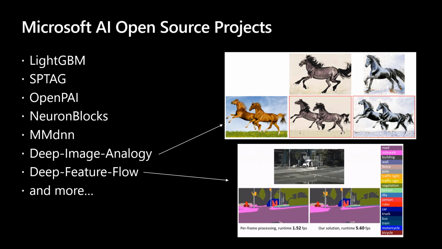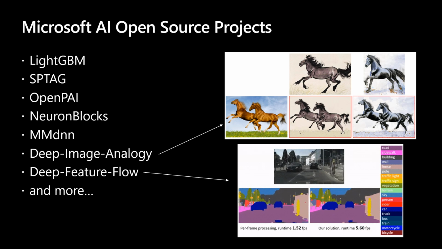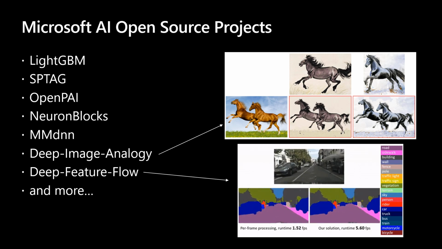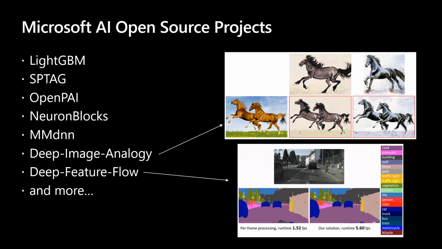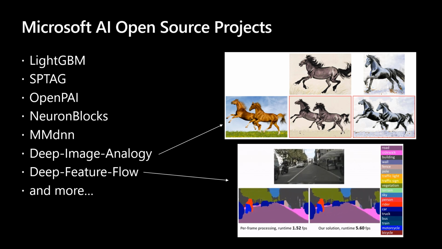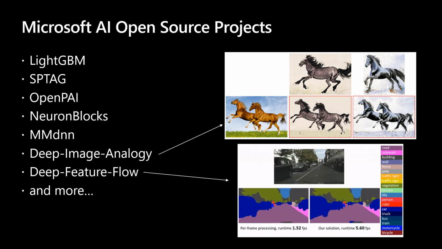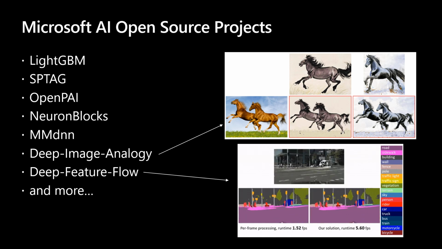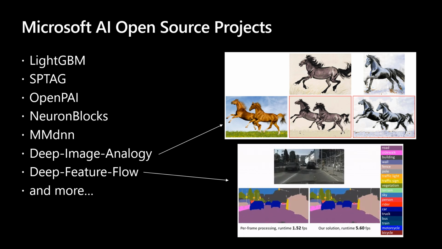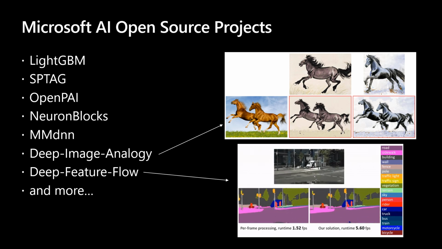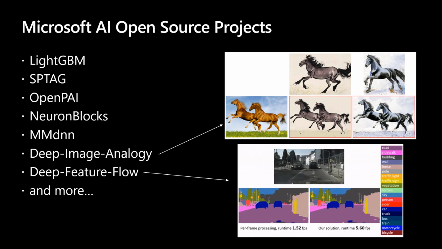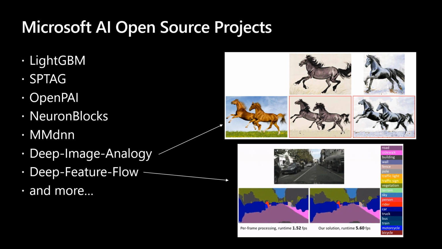SPTAG stands for Search Partition Tree and Graph. It's for approximate nearest neighbor search. OpenPAI, or Open Platform for AI, is an AI computing resources managing system. NeuronBlocks is for building NLP DNN models. MMdnn is a set of tools to help users interoperate among different deep learning frameworks. Deep Image Analogy is a technique to find semantically meaningful dense correspondences between two input images, just like these horses. Deep Feature Flow provides a simple, fast, accurate, and end-to-end framework for video recognition.